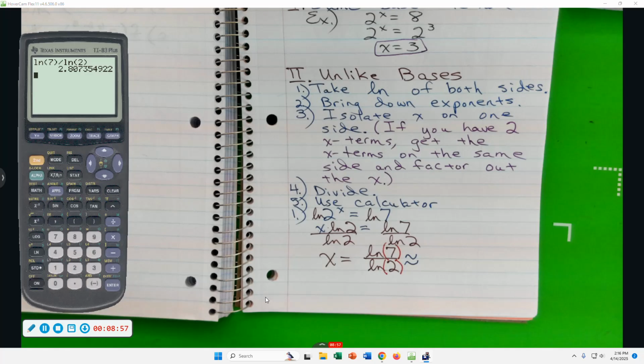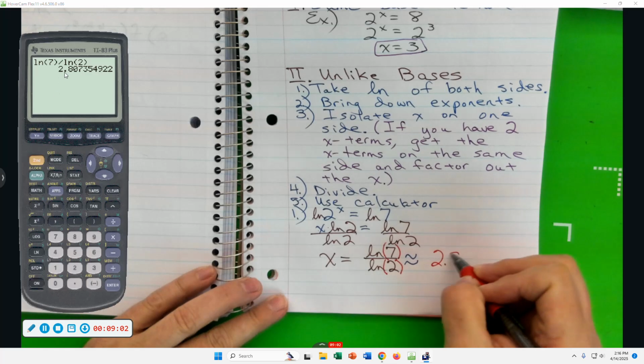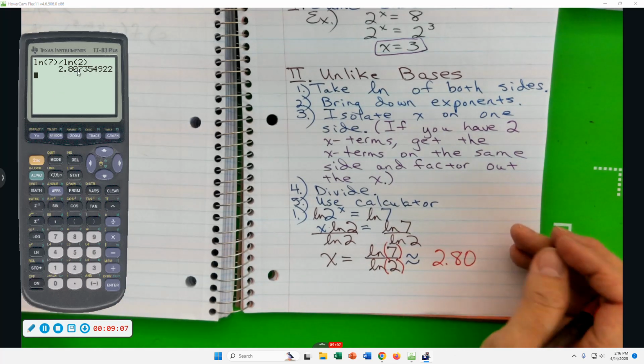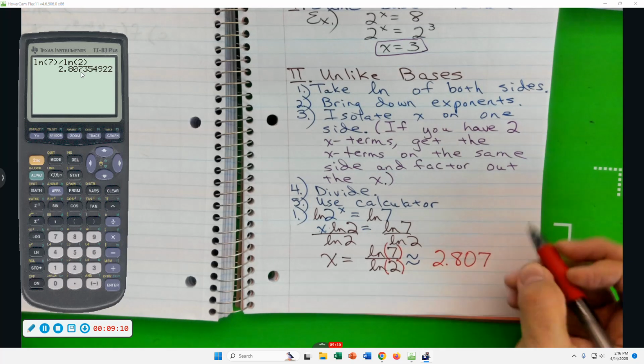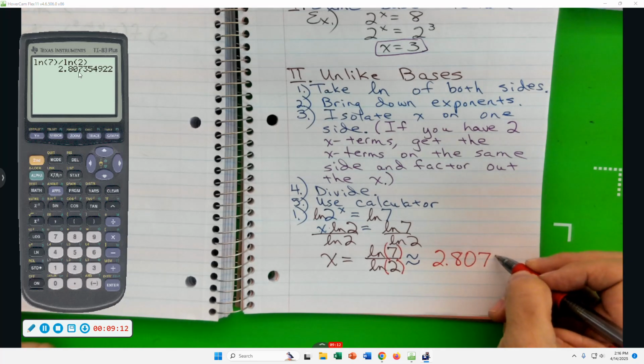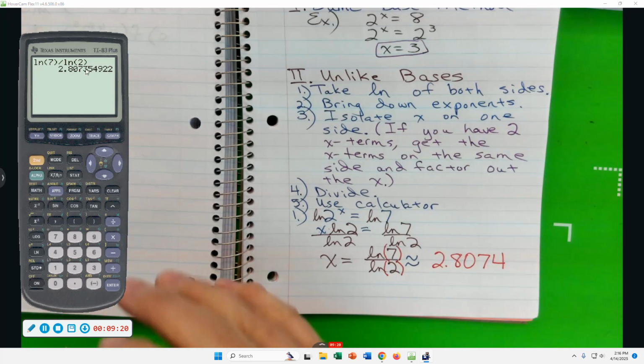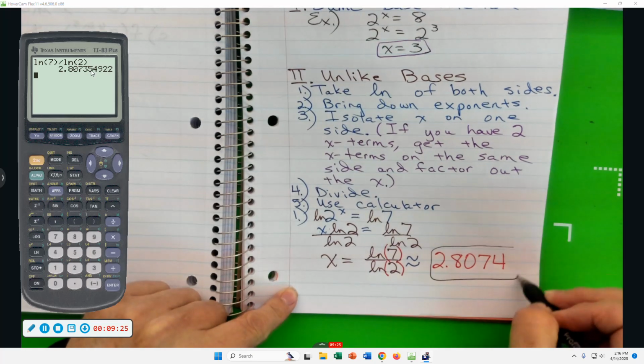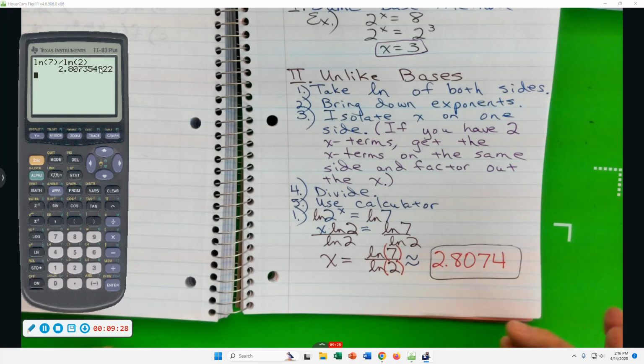They want it rounded to 4 decimal places. It's a 2.80. Is that going to stay a 7.3 or is it going to go up to a 7.4? Usual rules for rounding. 7.4. Good. If the digit after the 3 is a 5 or bigger, you round it up. Otherwise, you just drop those other digits. So 2.8074.